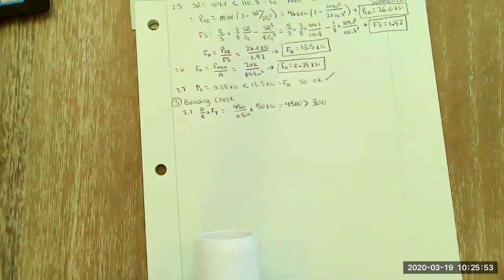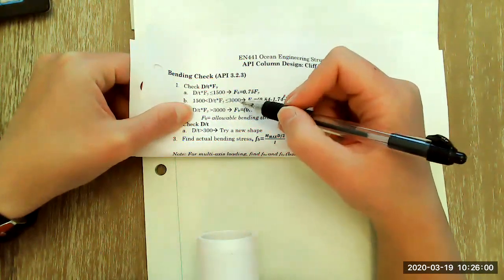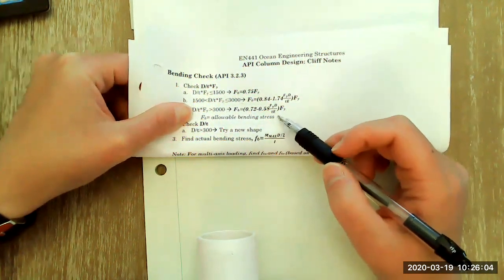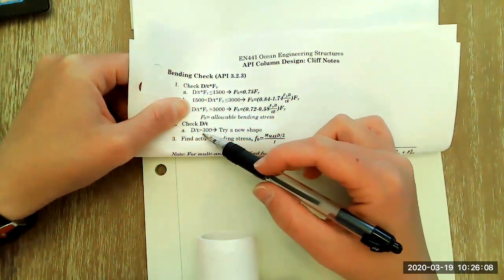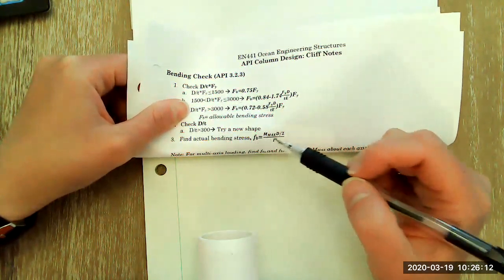So we have, again, these 3 conditions from our Cliff Notes. We have if it's less than 1,500, not our pile. If it's between 1,500 and 3,000, or if it's greater than 3,000. Remember, if it's greater than 3,000, or really always, we have to double check that d over t is not greater than 300. So it must be less than 300.